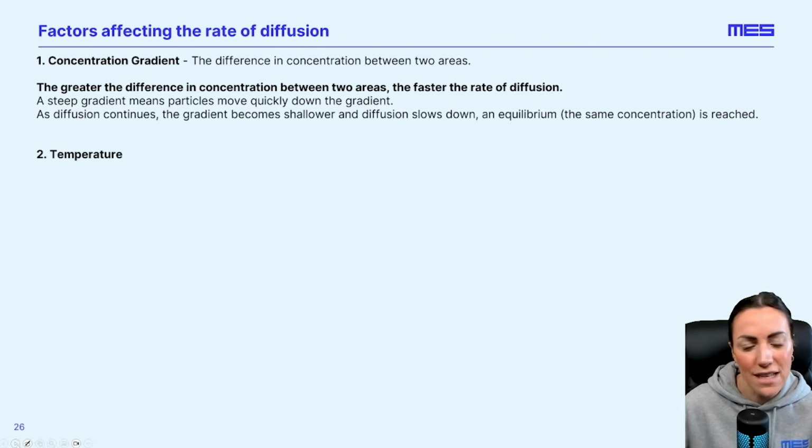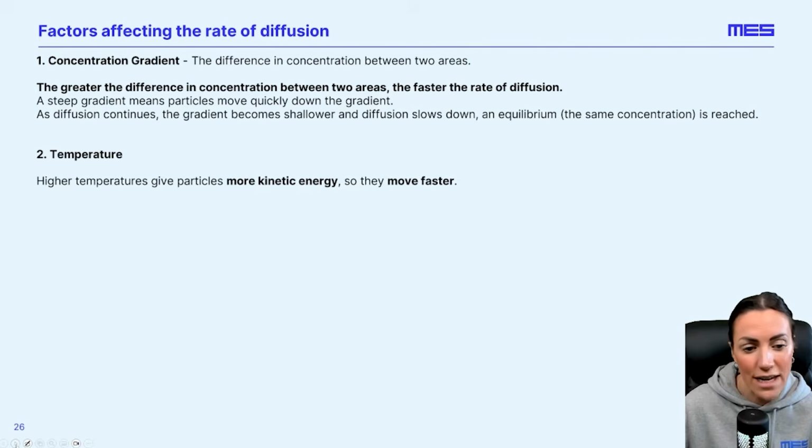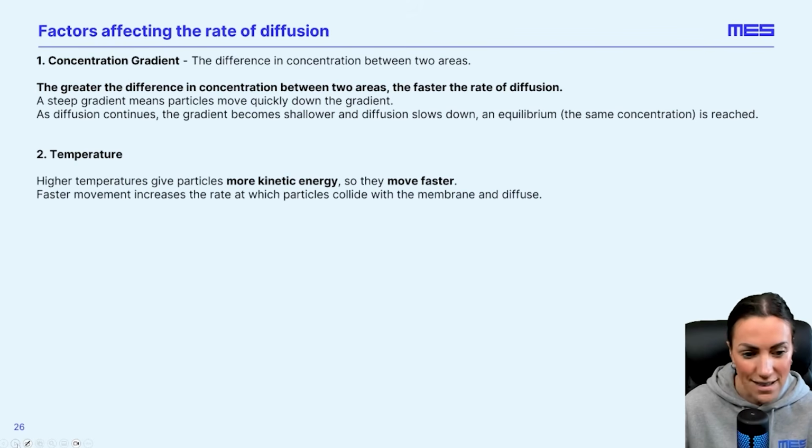The second factor that affects diffusion is temperature. Now this one's quite easy to understand, I think. If you have a higher temperature, it's going to speed up the rate of diffusion. And this is because higher temperatures give particles more kinetic energy, so they're going to move faster. And if they're moving faster, they're going to diffuse faster. It's that simple.